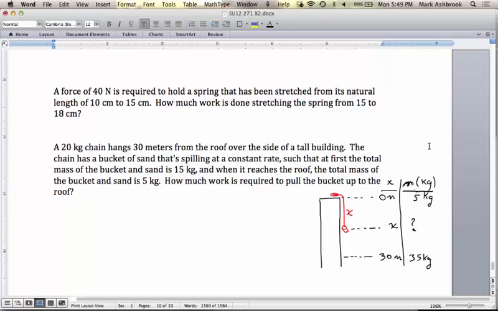So the question is, at x, what's your mass at x when x is hanging down? So how are we going to come up with that? How do we get that? You basically have a linear function, right? You have to come up with a linear function for given x, given any distance x, what is the corresponding mass?